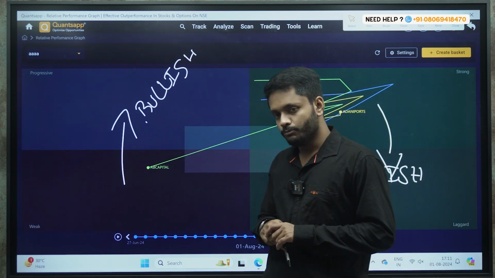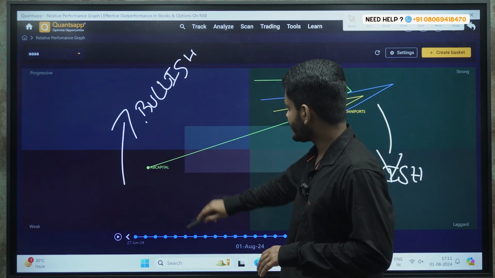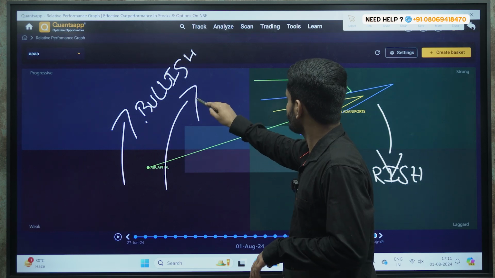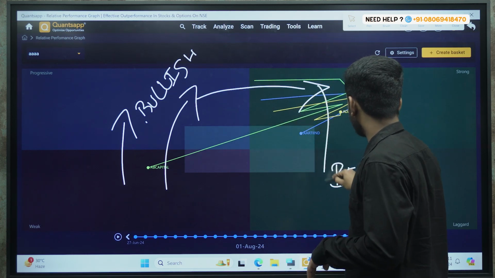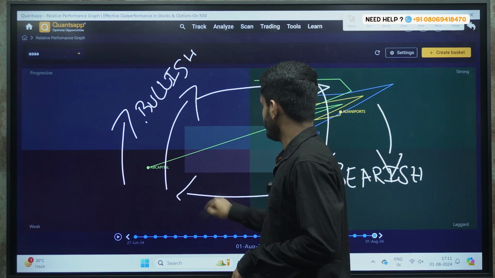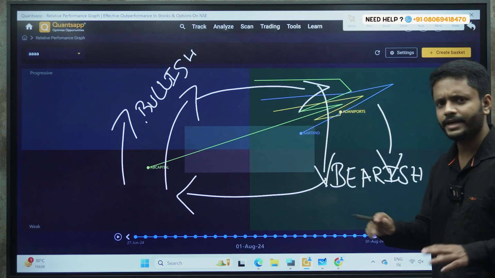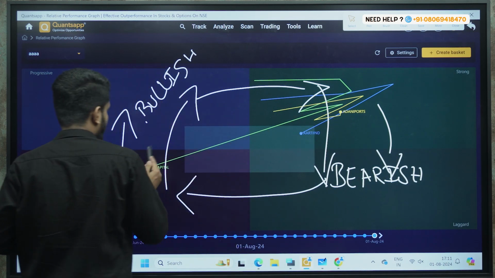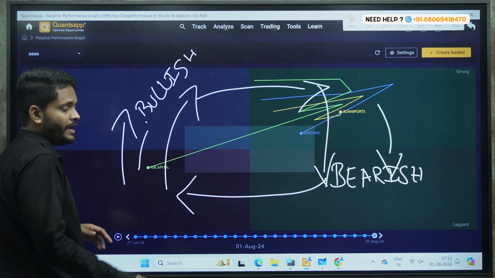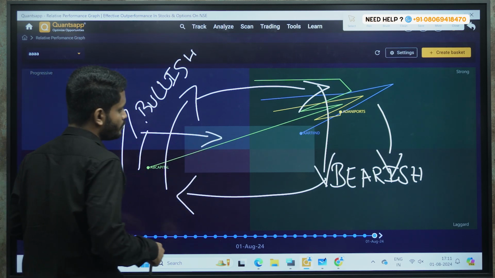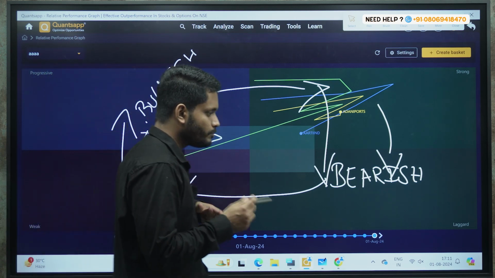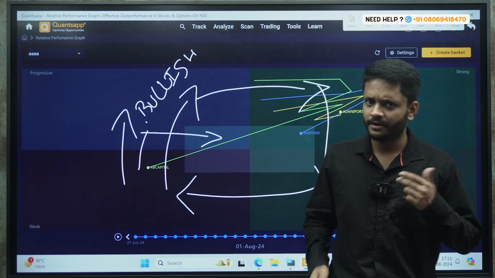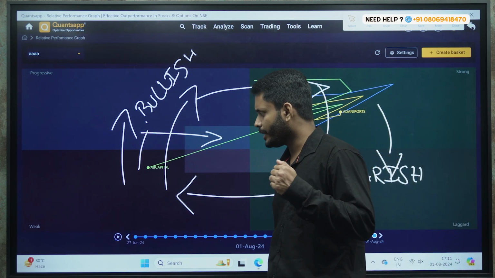Now what the rule book says is, the stock usually follows a cycle, say from weak to progressive, progressive to strong, strong to laggard and laggard to weak. This is how the stock will move, but it is not necessary that every time the stock will move like this. Sometimes the stock moves from weak to progressive and then again goes from progressive to the neutral zone. How to place your stop losses for this, I have discussed in yesterday's video. You can definitely go and check.